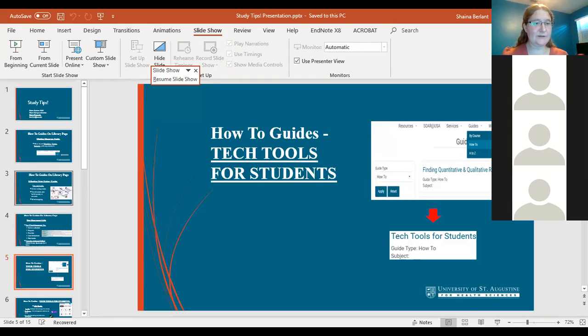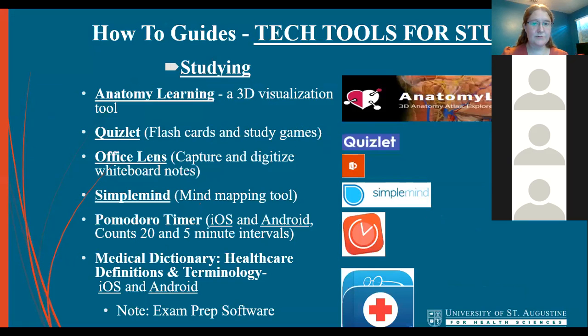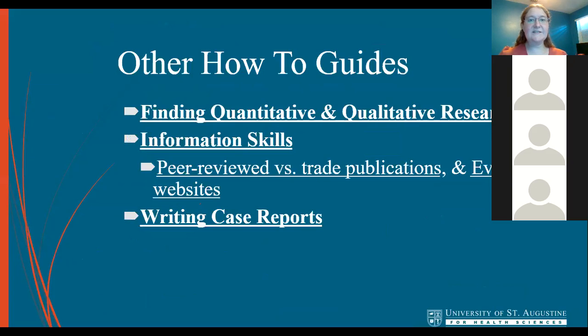All right, so let's go to the next one, other how-to guides. So we have a lot of stuff on here, but just to point out, finding quantitative and qualitative articles. If you're having trouble with that, we have a guide on how to look that up. We have information skills, including, you know, peer-reviewed versus like magazines and newspapers, and evaluating websites. Sometimes your teachers will ask you about evaluating websites, so we have a guide on how to do that. Writing case reports guide in case you need help. These are all links to our actual guides.